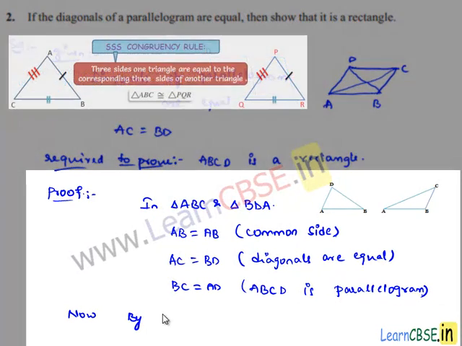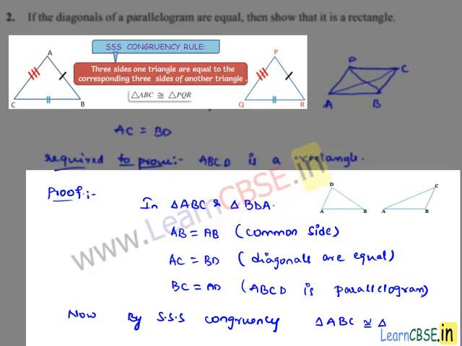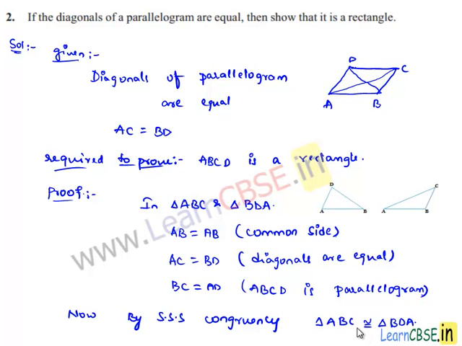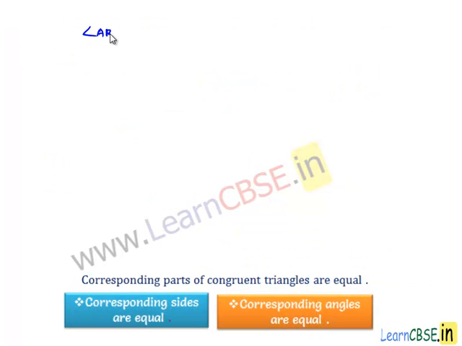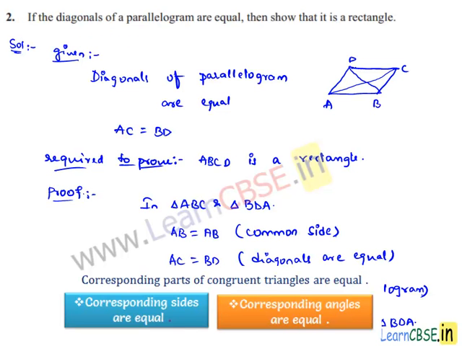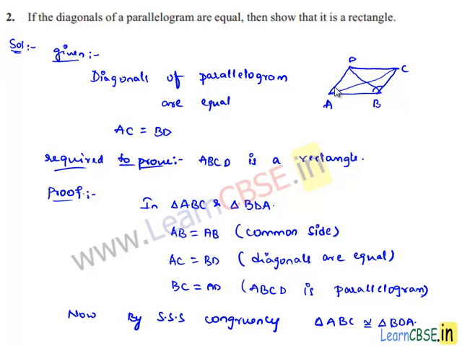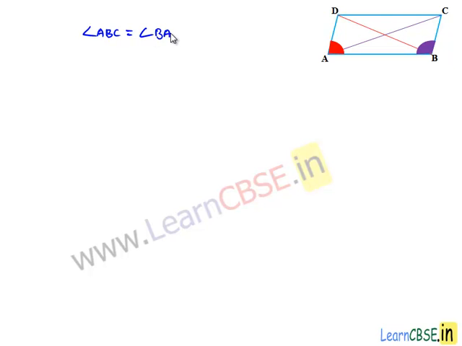Now by SSS congruency we can say that triangle ABC is congruent to triangle BDA. Now as triangle ABC is congruent to triangle BDA, we can say when two triangles are congruent, then their corresponding angles and sides will be equal. So here we can equate angle ABC of triangle ABC equal to angle BAD of triangle BDA. Let it be equation number 1.